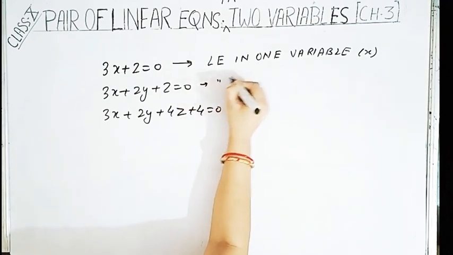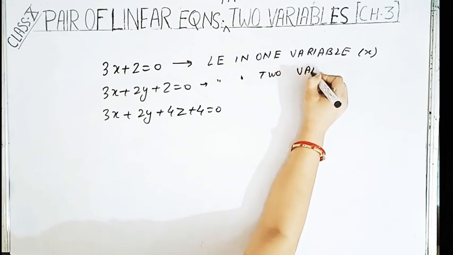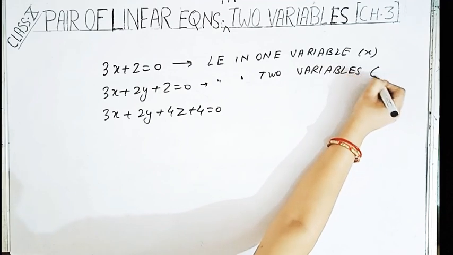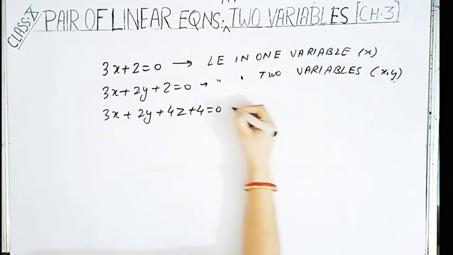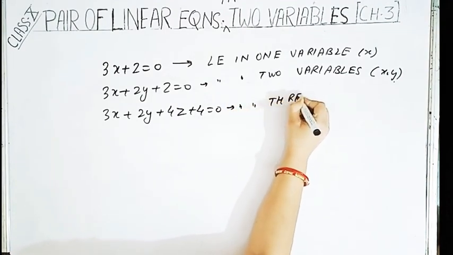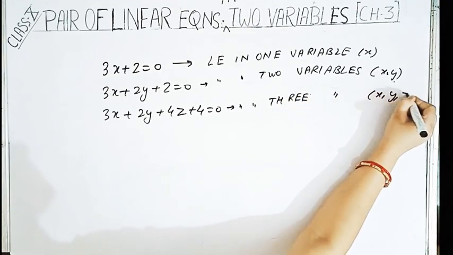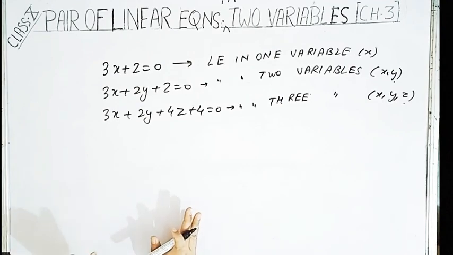This one is a linear equation in two variables, and the variables involved in this equation are x and y. This one is a linear equation in three variables, and the variables involved are x, y and z. So children, an equation is said to be a linear equation when the degree of that equation is 1.